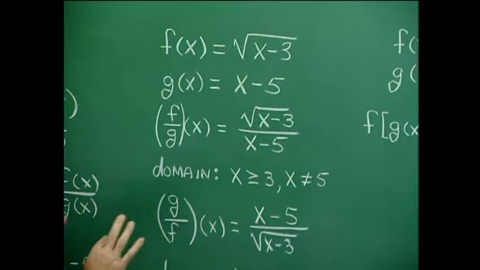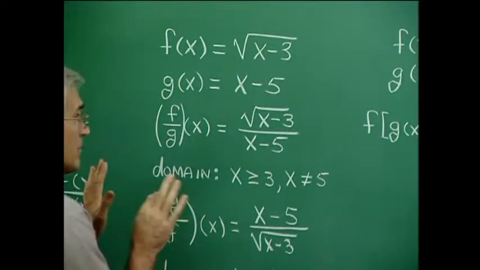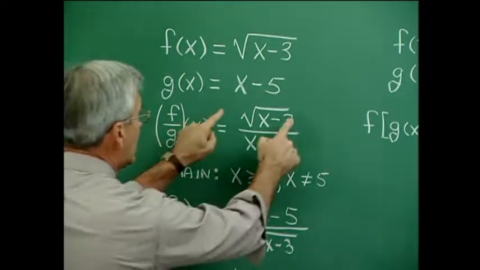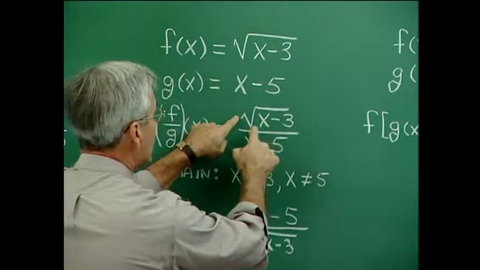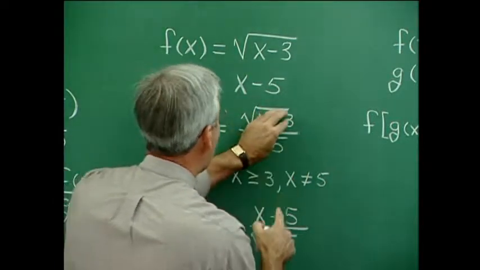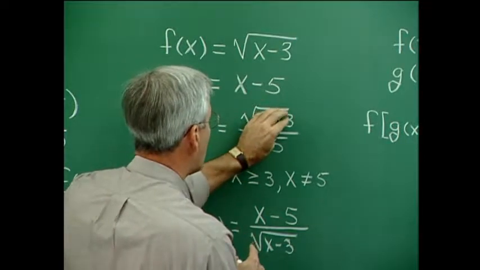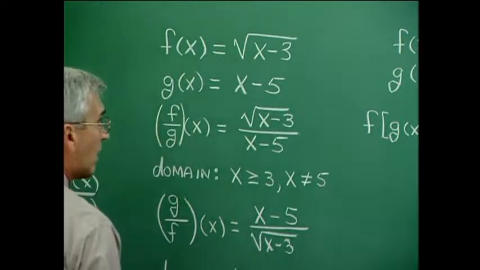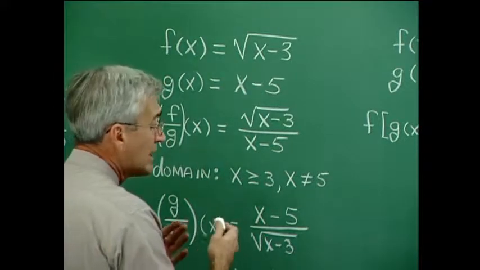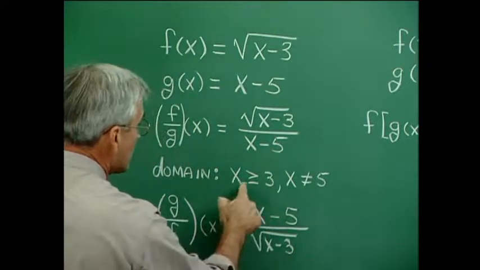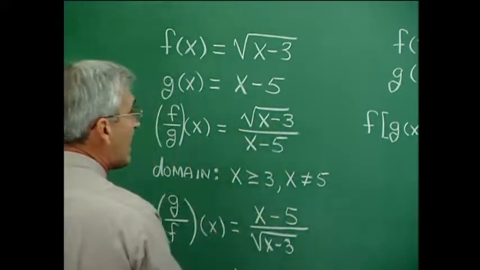And now think about the domain. Well, we have a limitation on the domain in the numerator because we're talking about the square root of a radicand that must be positive or 0. And the values of x that will cause the radicand to be positive or 0 are values that are 3 or greater than 3. So x is greater than or equal to 3 for the domain of that numerator.